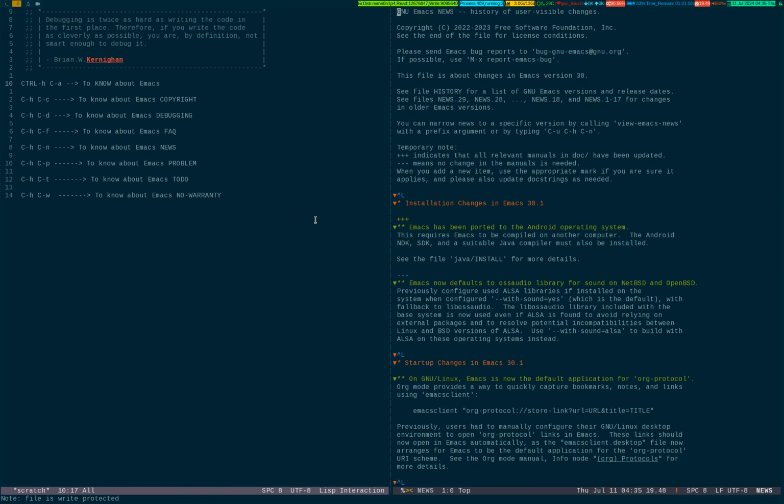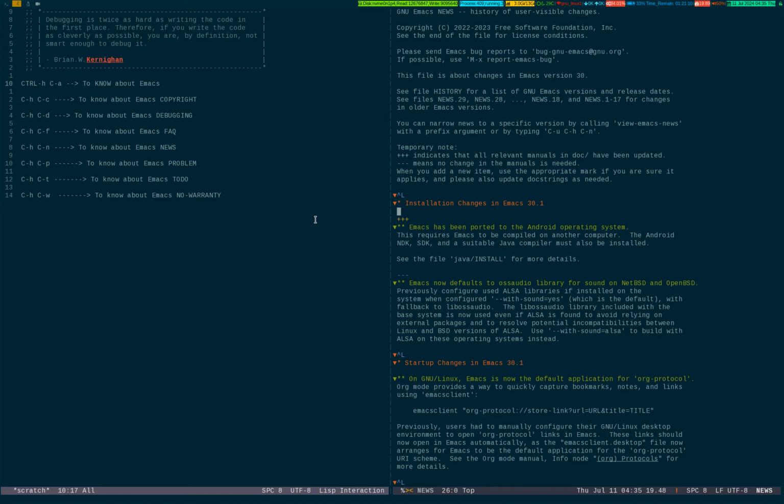It will show you the Emacs news. If you are interested to know about the latest proceedings in Emacs, you could use Control H and Control N to show the news about Emacs.